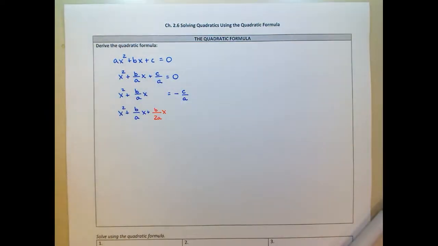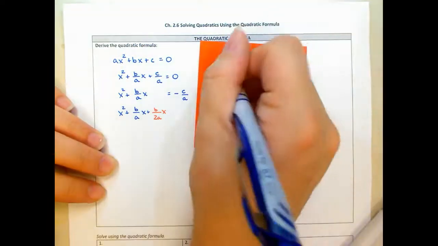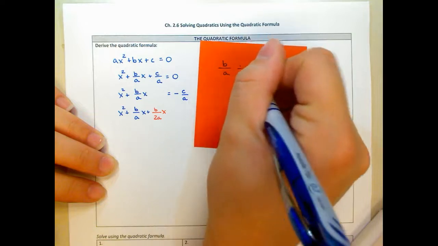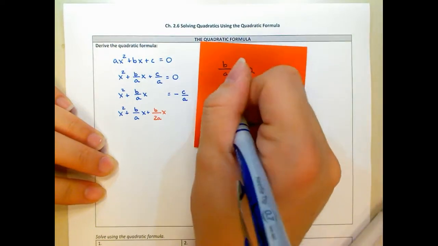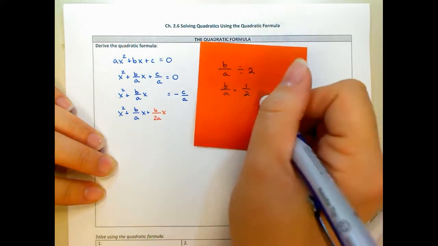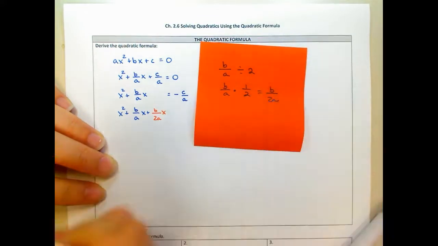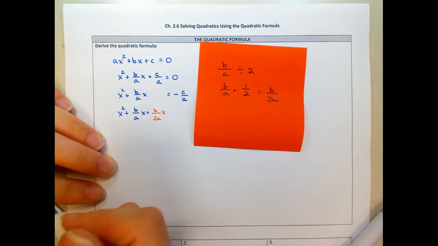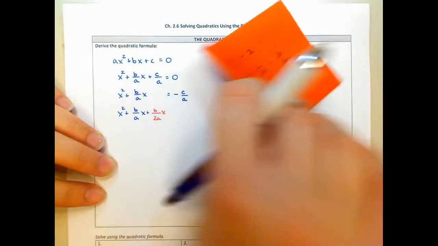Again, this simply comes from halving. Instead of doing b over a divided by 2, we would do b over a times 1/2. That would give us b over 2a. Whenever we're dividing a fraction by 2, we just multiply by 1/2.